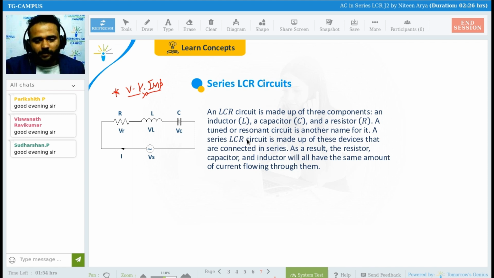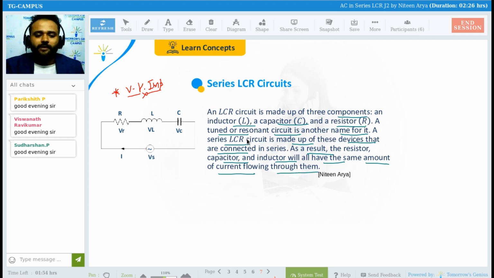An LCR circuit, now coming back to the topic. An LCR circuit is made up of three components: an inductor L, a capacitor C, and a resistor R. A tuned or resonant circuit is another name for it. A series LCR circuit is made up of these devices connected in series. As a result, the resistor, capacitor, and inductor will have the same amount of current flowing through them.